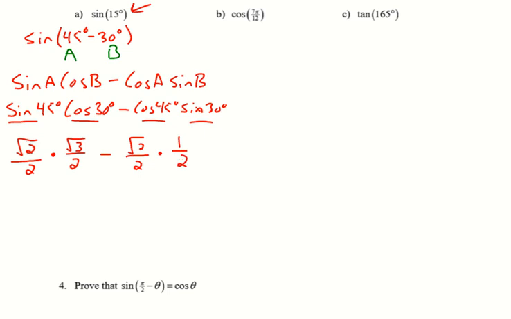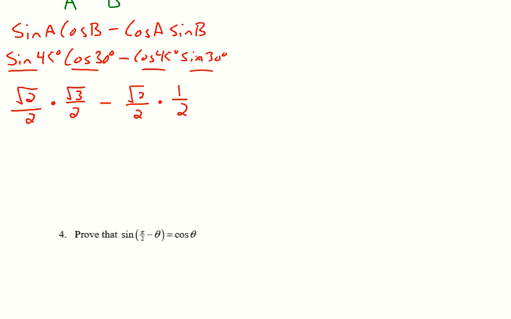Okay, now we just need to simplify this up a bit. So if I'm multiplying, remember when you're multiplying radicals, root 2 times root 3 can just be written as root 6 over 2. Sorry, over 4. 2 times 2 is 4. Should know that. Okay, minus, and then this is root 2 over 4.